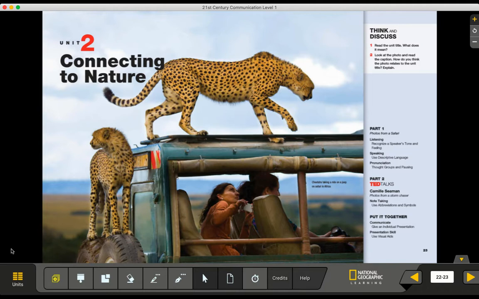Unit 2. Connecting to Nature. What do you think connecting to nature means? Well, let's look at the photo and read the caption.